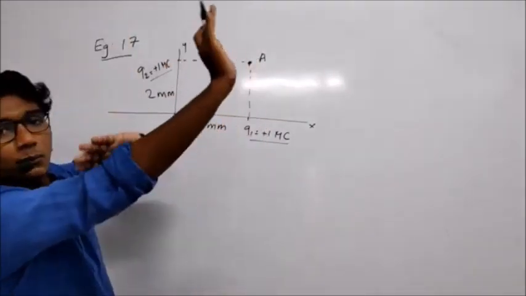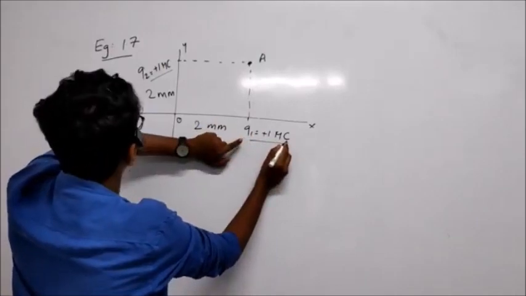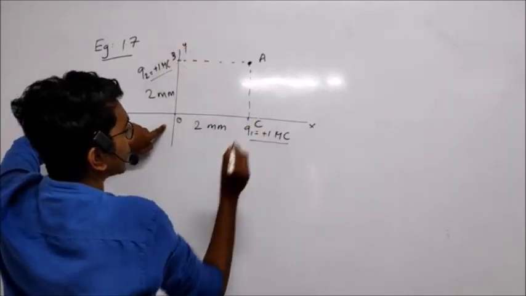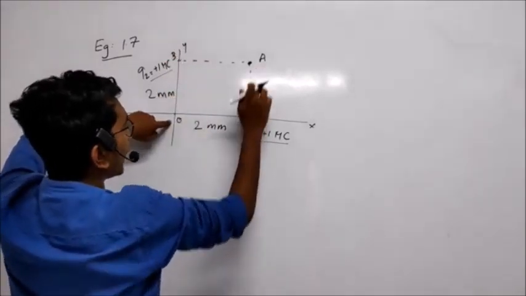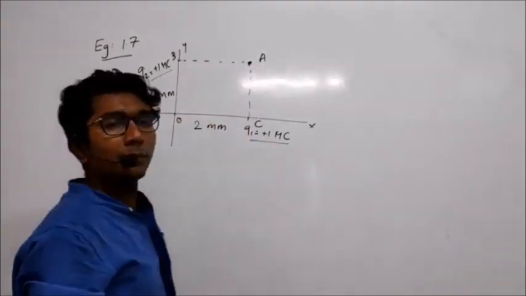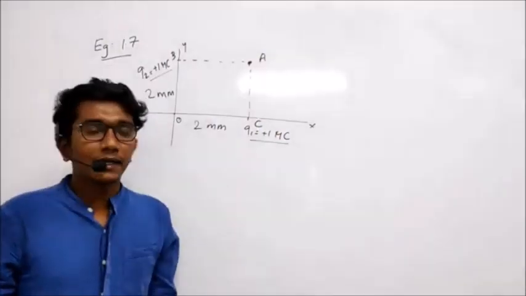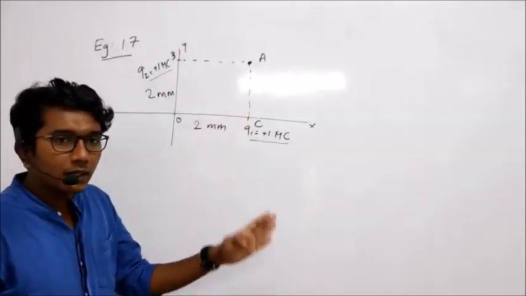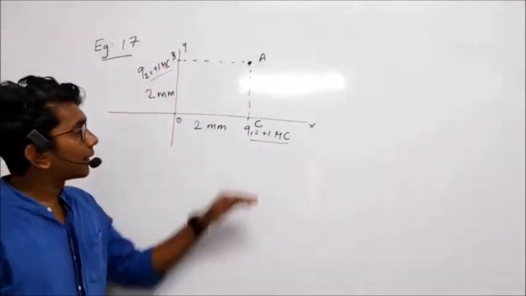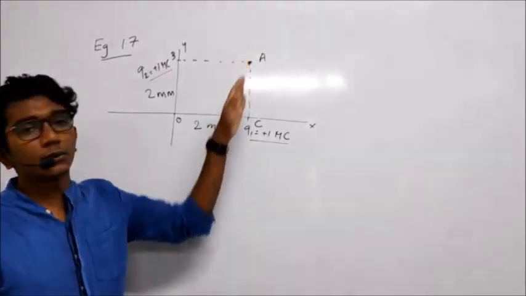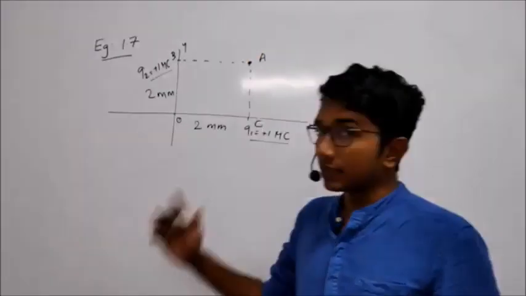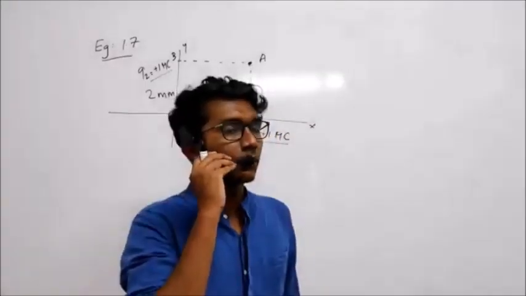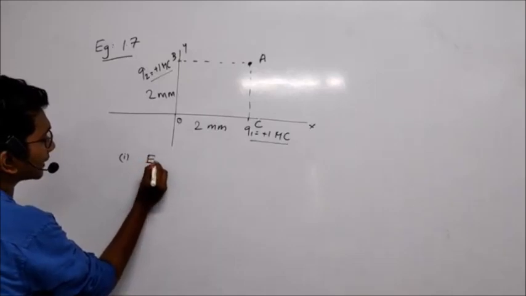First of all, one thing you have to be very sure of: Q1 is equal to plus 1 microcoulomb, and Q2 is equal to plus 1 microcoulomb. Suppose I call this point B, and here it is C. OB is equal to 2 millimeter, and AC, this distance, is also equal to 2 millimeter. The magnitude of the electric field due to this charge will be equal to the magnitude of the electric field due to the other charge, because the charges are equal and the distances are also equal. The directions are not equal, but both magnitudes are equal. Now we are going to solve the first portion: what is the electric field?